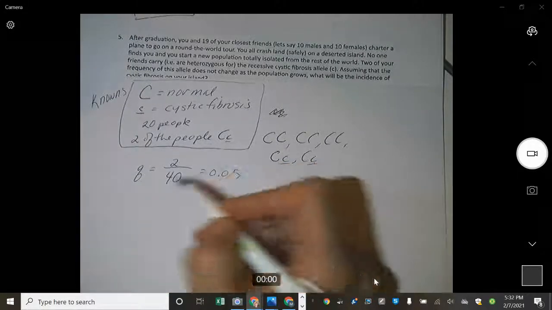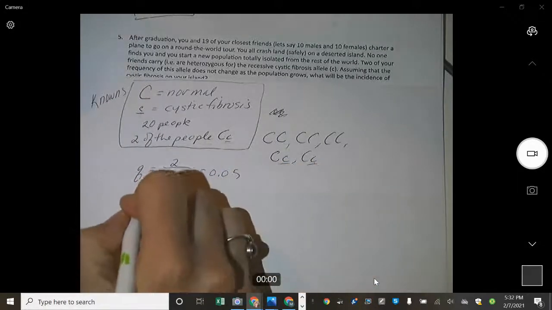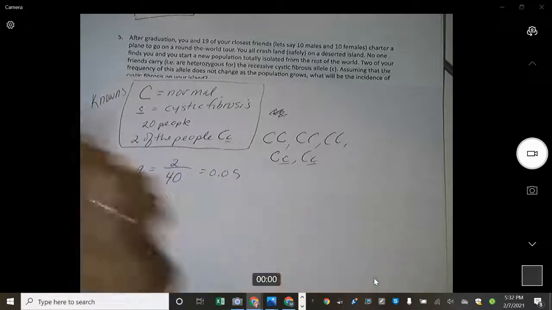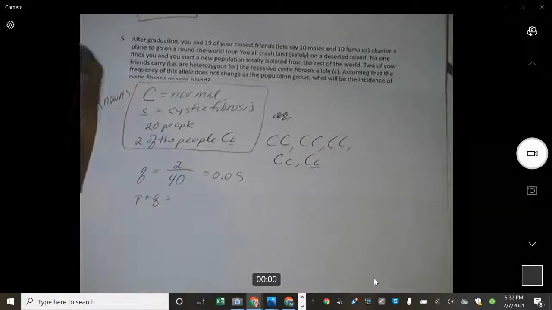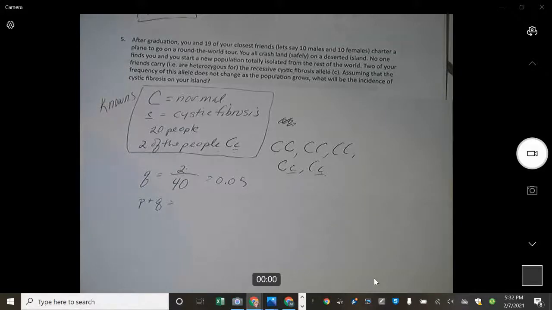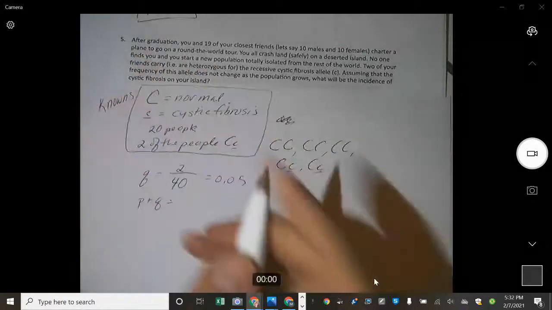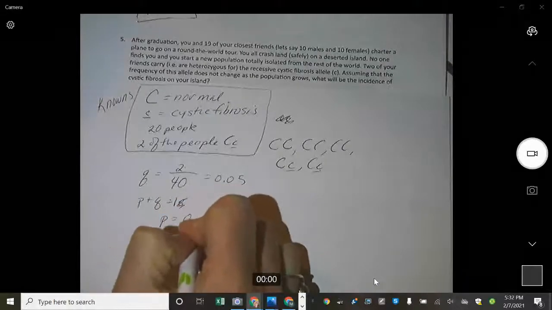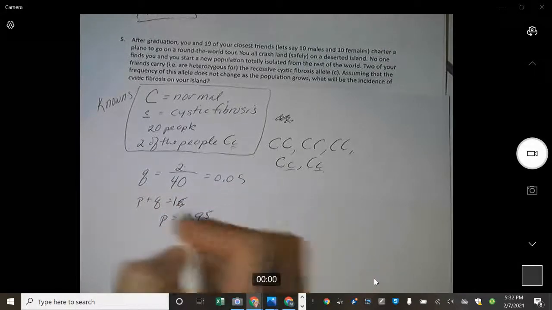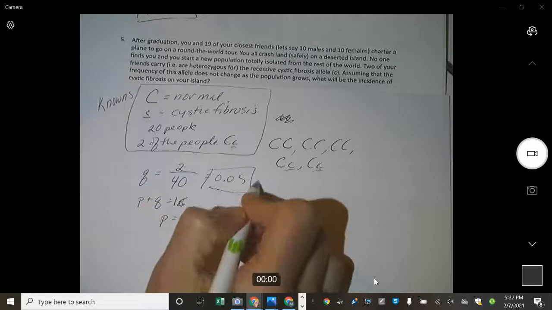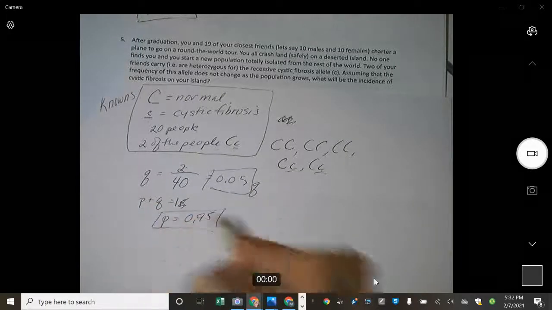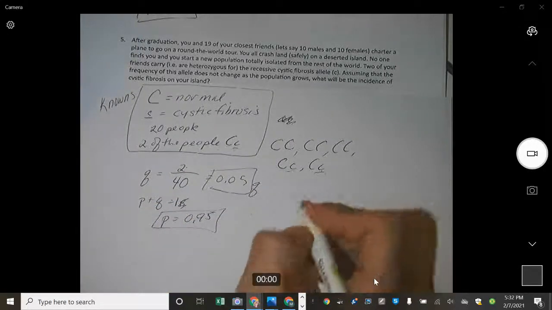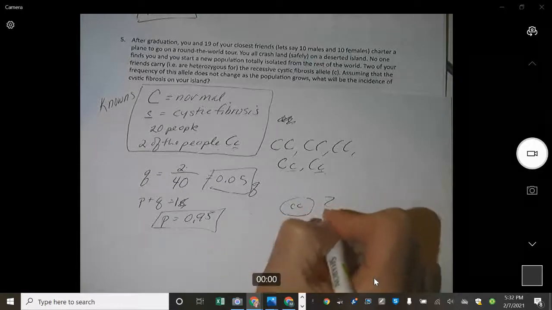So now I have the frequency of the Q allele in the population. I know that P plus Q is 1, so if I do 1 minus 0.05, I get that P has to equal 0.95. All right, so I have Q and I have P. So I want to know how frequent little c is going to be.